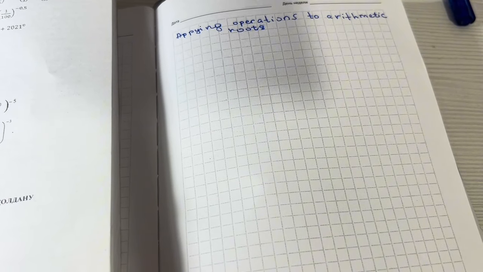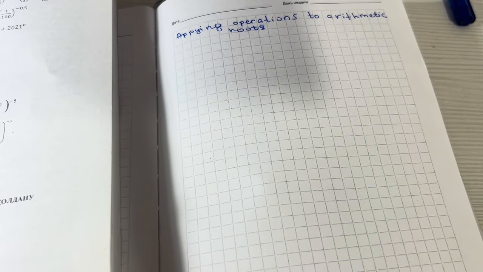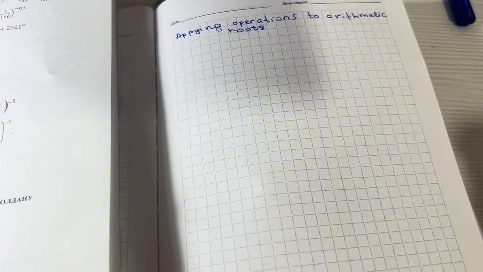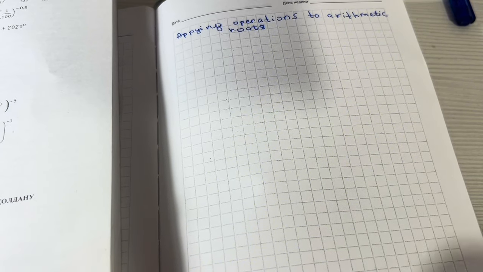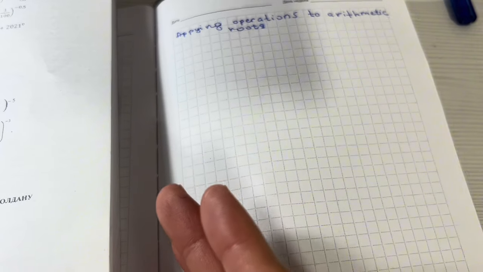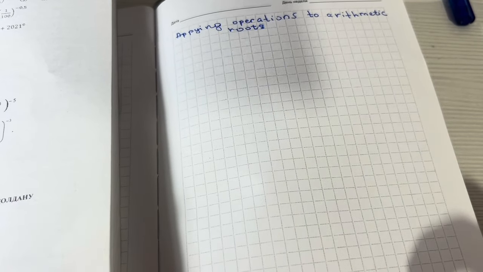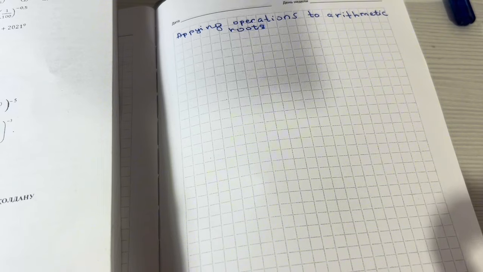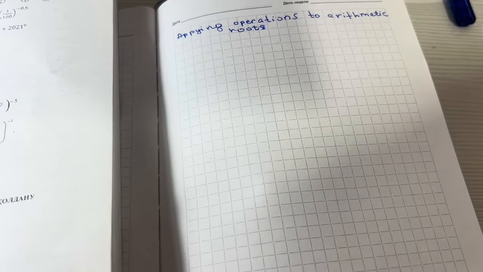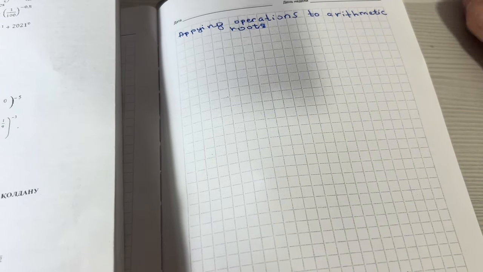So today's topic is applying operations to arithmetic roots. We are talking about applying operations to arithmetic roots: adding, subtracting, and simplifying square roots like a pro. So let's start with the theory.